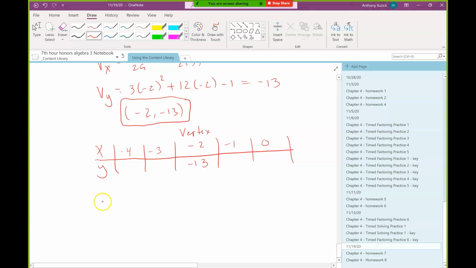Okay. So now to find their corresponding y-coordinates, all I'm going to do is plug them back into the function. So we'll start with negative 4. Negative 4 squared is 16. 3 times 16 is 48. 12 times negative 4 is negative 48. 48 minus 48 is 0, and 0 minus 1 is just negative 1.